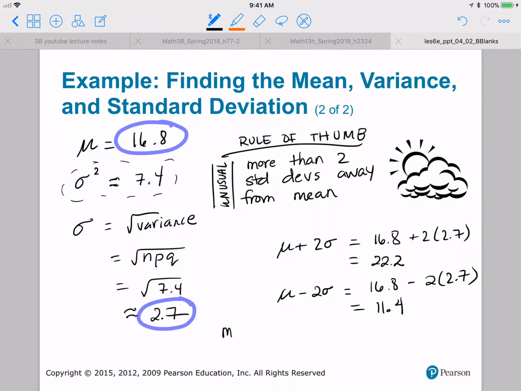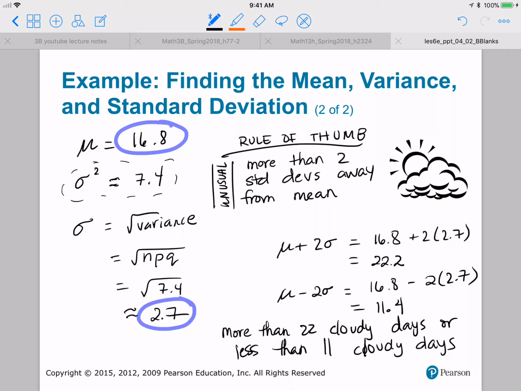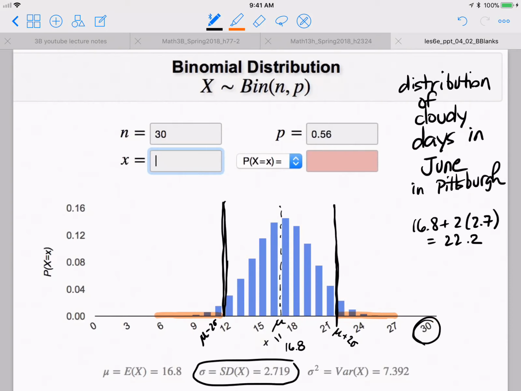So more than 22 cloudy days, or less than 11 cloudy days, is unusual for Pittsburgh. And how do we find that? Again, we looked at which days are more than 2 standard deviations away from the mean. So you could be 2 standard deviations above the mean or more than 2 standard deviations below the mean.